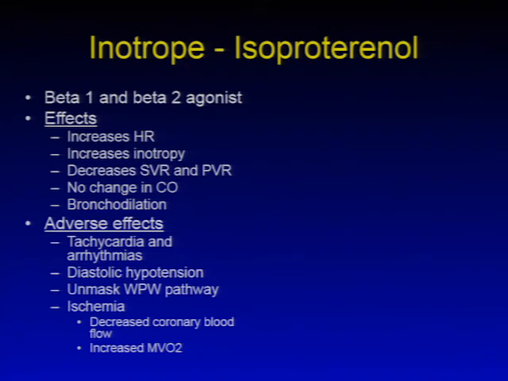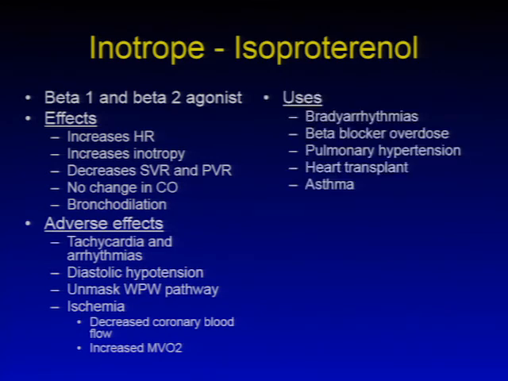Ischemia can also occur if there's a decrease in coronary blood flow due to the increase in heart rate. Uses of isoproterenol include bradyarrhythmias, beta blocker overdose, as well as pulmonary hypertension, because you get some vasodilatation in that vascular bed. And we will see its use after heart transplantation to act as a pacemaking agent.